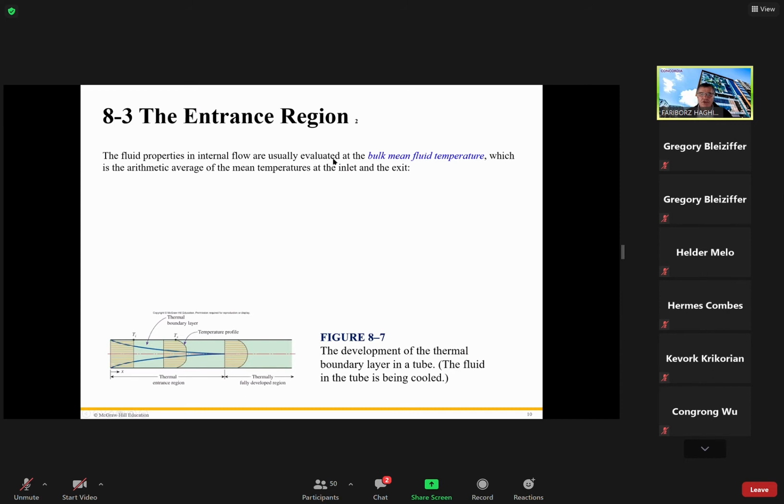In internal flow, we usually evaluate properties at the bulk mean temperature. What does that mean? The fluid enters here at Ti and leaves at Te. It means the average of the inlet temperature and the outlet temperature, divided by 2. For example, if fluid comes in at 10 degrees and is exposed to a surface at 80 or 90 degrees, the fluid leaving the pipe might be at 60 degrees, so there is a 50 degree difference. Therefore, all the physical properties we calculate are evaluated at the bulk temperature, the average of inlet and outlet. I is inlet, E is exit.